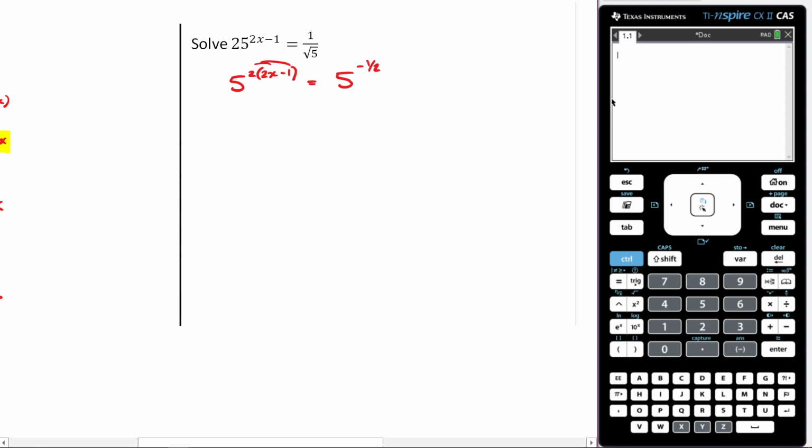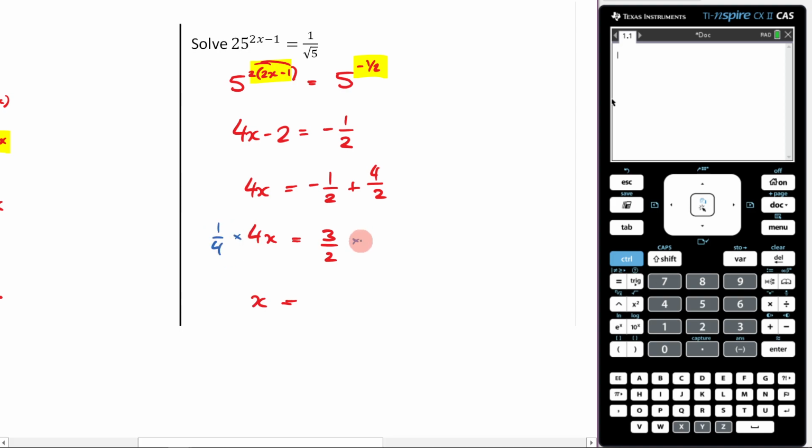So we can equate this and this, which means what I'm going to be left with here is 4x minus 2 is equal to negative a half, which means I'm going to be left with 4x is equal to negative a half plus, now 2 is the same as 4 on 2. That means 4x is going to be equal to 3 on 2. And then I'm going to divide both sides by 4. The way I like to think about it is I'm multiplying both sides by a quarter. If I do that, I'm going to end up with 3 on 8. And that's going to be my answer for that one.